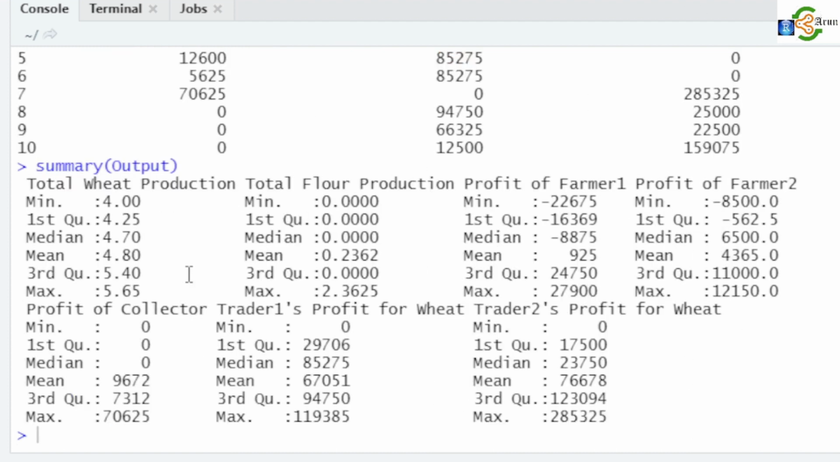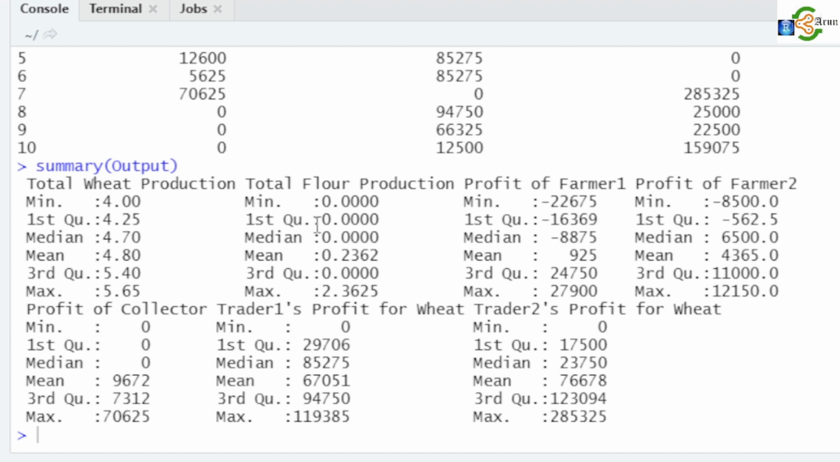Okay, you can see here total wheat, we produce minimum 4 metric ton of wheat in 10 instances, and you can see the median quantity is 4.7 and the mean quantity is 4.8. At maximum we produce 5.56 metric ton of wheat from both farmers.